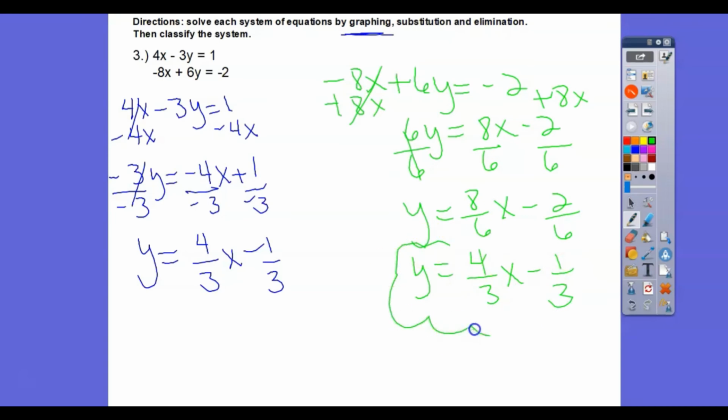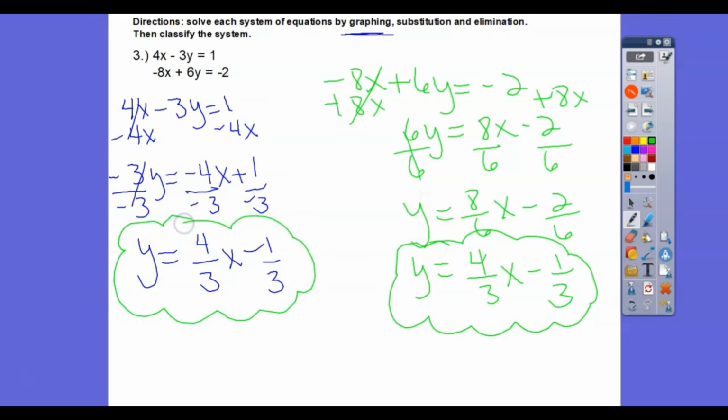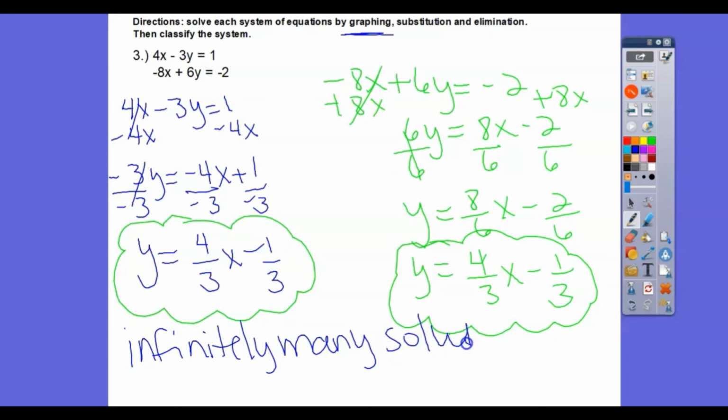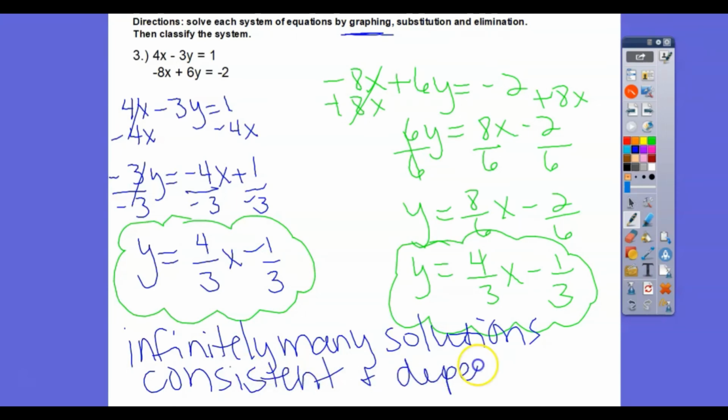And if you notice, this equation and this equation match exactly. They have the same exact slope, they have the same y-intercept. Therefore, I already know that in this case, I'm going to have infinitely many solutions because they're exactly the same line. It's going to be one line on top of the other. And when we have infinitely many solutions, we're going to call this system consistent and dependent. Okay? Consistent and dependent.